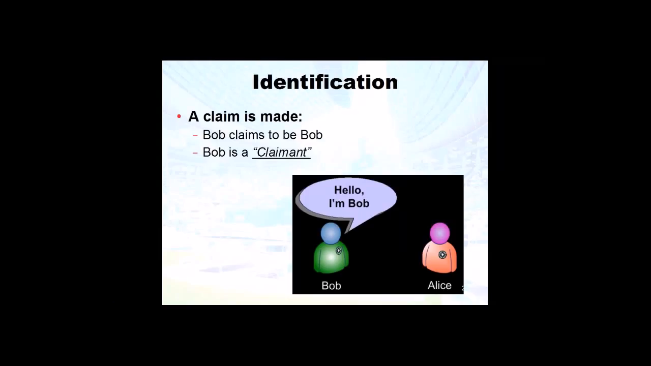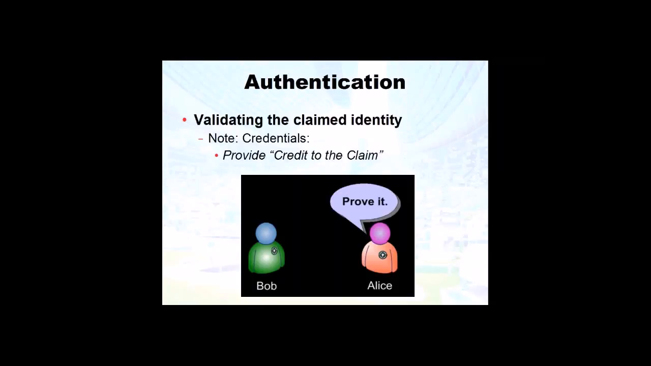All right. Identification is when a claim is made. And I told you this is an English test. It's an English test. So these words, Bob is a claimant. Bob claims to be Bob. Authentication is when you validate it.